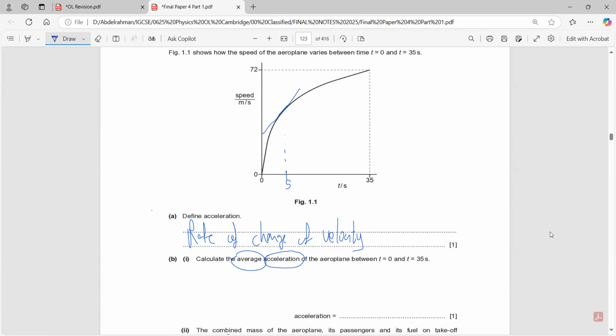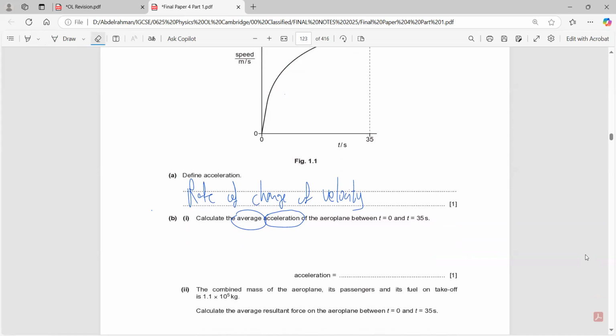He said find the average acceleration. So I will find the average acceleration, meaning I need to find the total speed over the total time. Right? Speed 72 over 35, which is around 2.1.